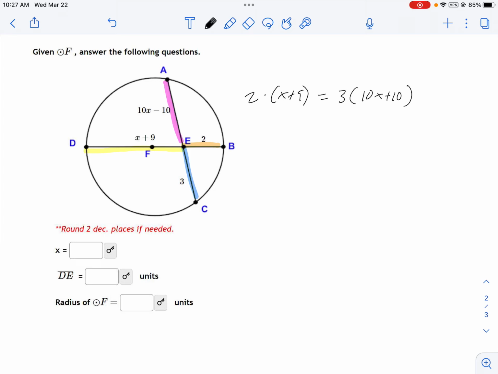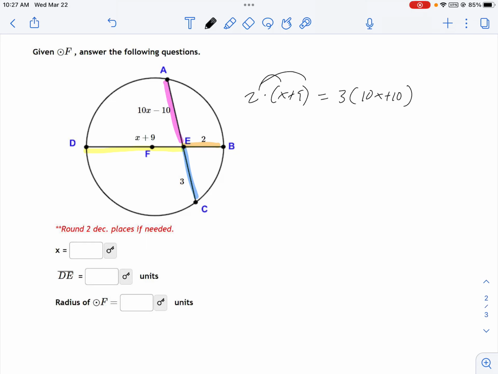All right, and that's it. That's how you set these up. So it's always small times large equals small times large. Now, if you can't really tell which one's larger between two lengths, that's okay because it's a multiplication, and order doesn't really matter. 2 times 3 is the same thing as 3 times 2. So there we go, we set it up.